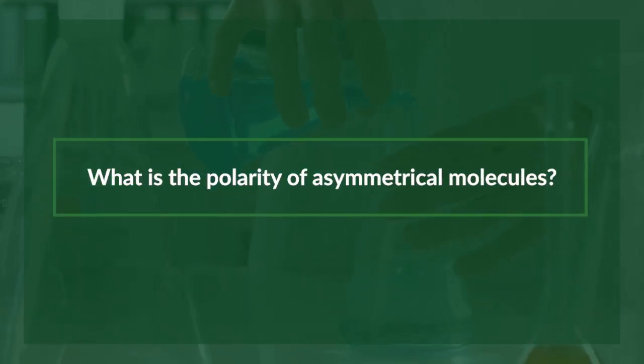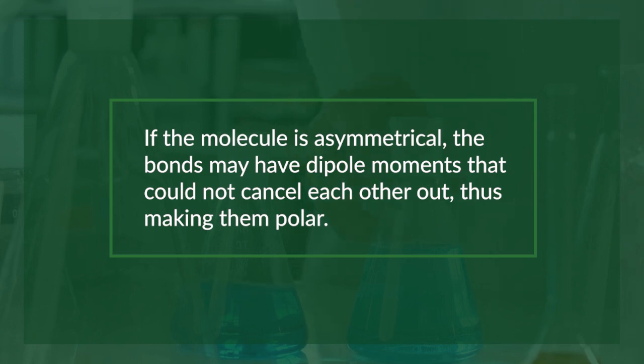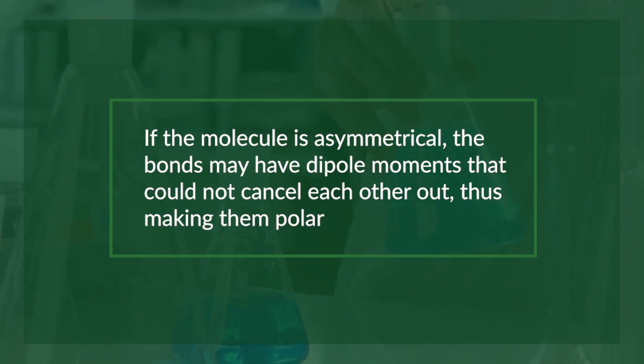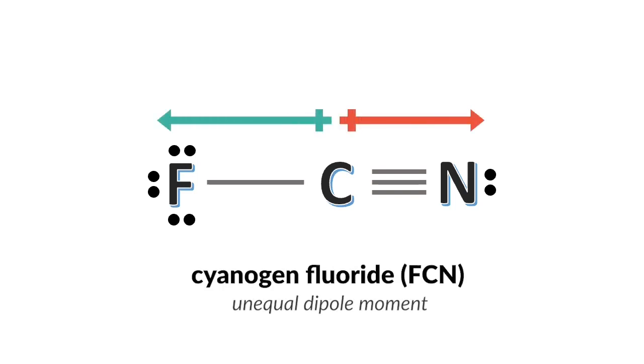How about if the molecule is asymmetrical? What can you say about its polarity? If the molecule is asymmetrical, the bonds may have dipole moments that could not cancel each other out, thus making them polar. Let us illustrate our explanation in this example of an asymmetrical molecule. You can see here the structure of cyanogen fluoride with unequal dipole moments of its bonds, thus they cannot cancel each other. This makes cyanogen fluoride a polar molecule.